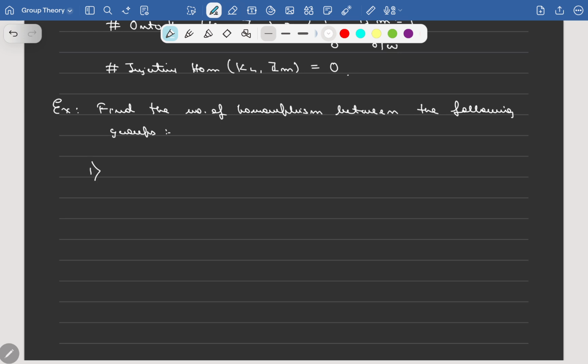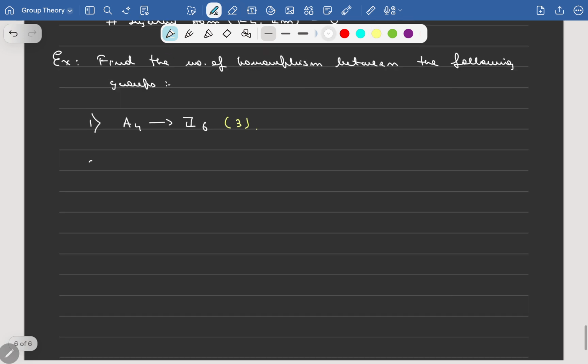Okay, so number 1, let's take A4 to Z6, okay, and the answer here should be probably 3. I might be wrong, but probably it will be 3. Then you can do it for, let's say, K4 to Q8. The answer here will be 4.